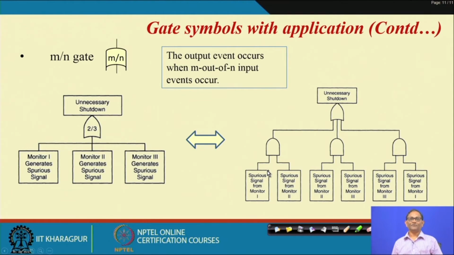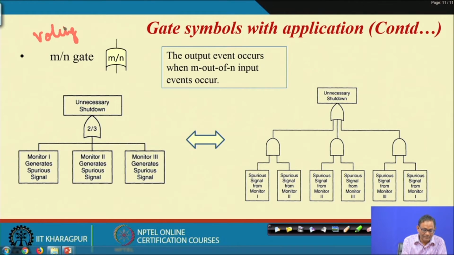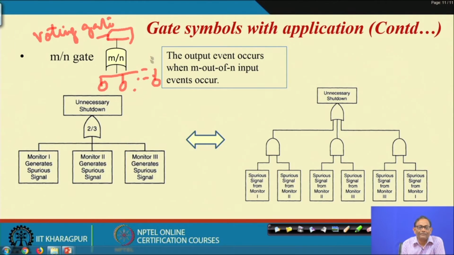Then the last important gate symbol is the M by N gate, which is also known as the voting gate. Basically, the output will occur when M of N input events occur. It need not be that all are required; you require at least M input events out of N small n input events to occur, then the top event will occur.